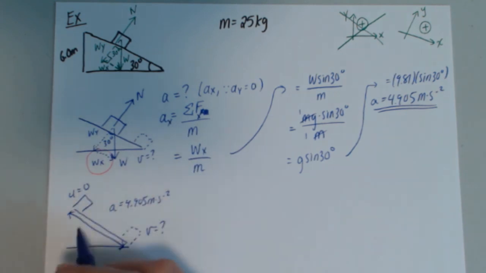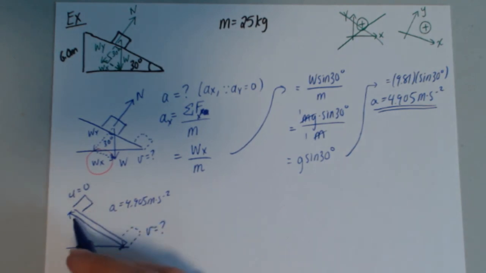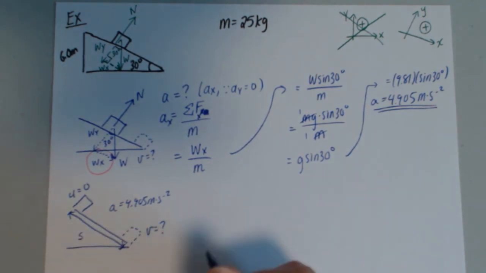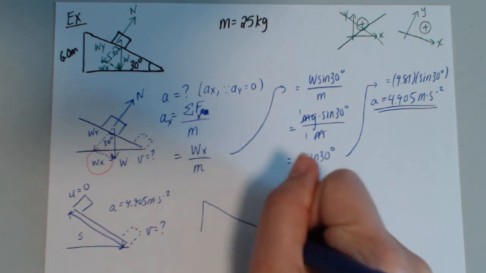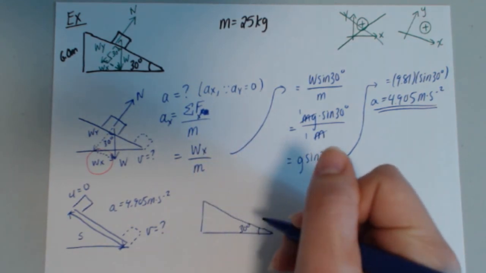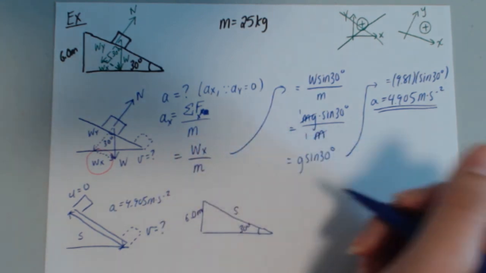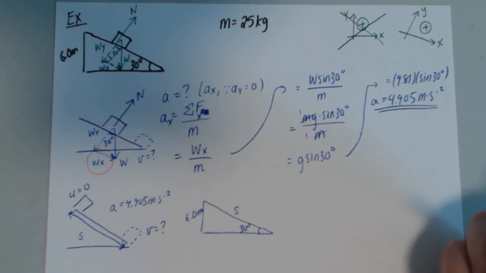So I almost have everything I need to use one of my kinematics formulas. If I can find s, I'm pretty much home free. So let's figure out how to find s. Well, if we look at the original problem, the original picture presents us with this kind of triangle. I have my 30-degree angle here, and I have a 6-meter height here. So how can I possibly find this side of the triangle, which is s?